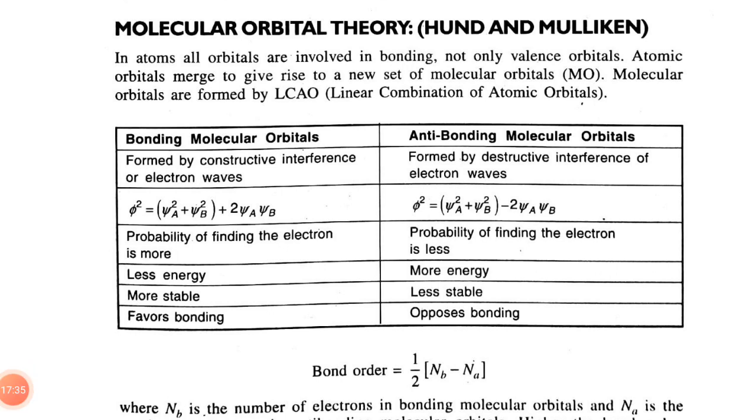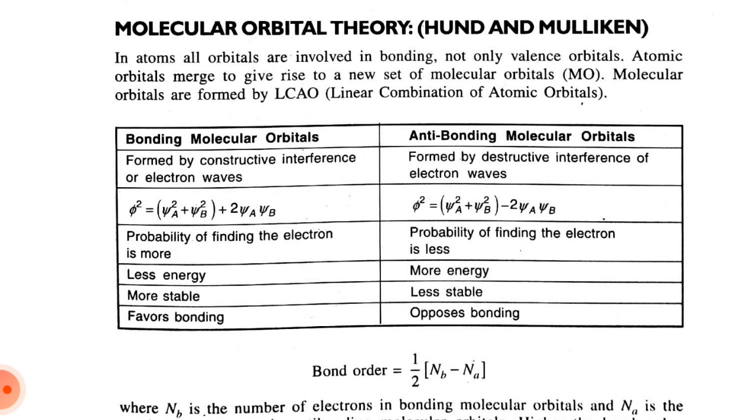Bonding molecular orbital: phi square equals psi A square plus psi B square plus 2 psi A psi B. Antibonding molecular orbital: phi square equals psi A square plus psi B square minus 2 psi A multiplied by psi B. Probability of finding the electron is more in the bonding orbital. Probability of finding the electron is less in the antibonding orbital.